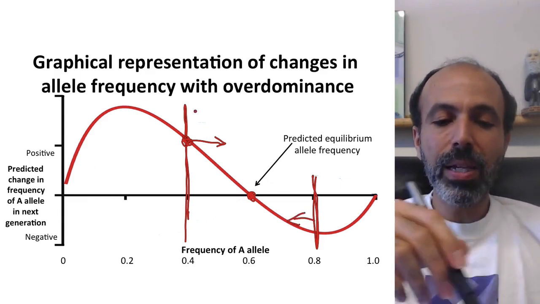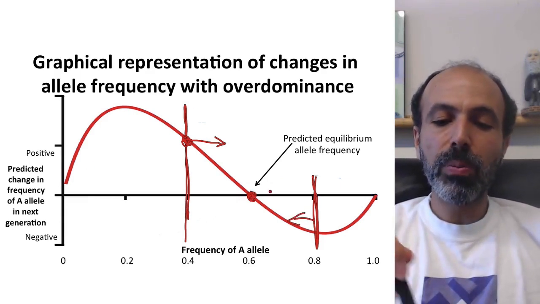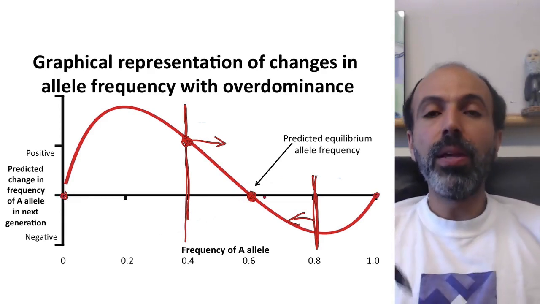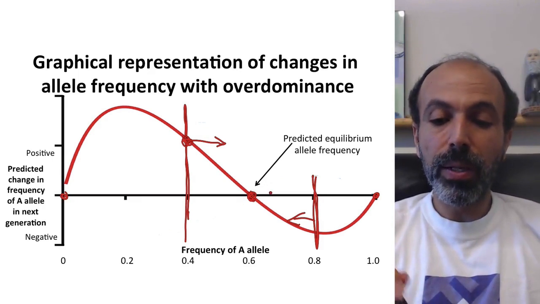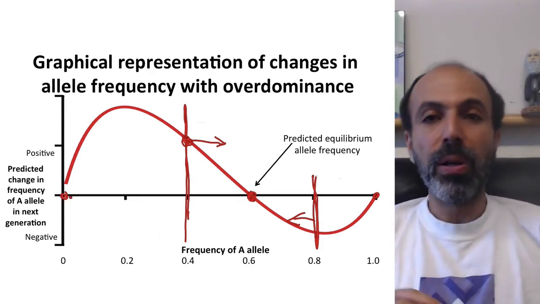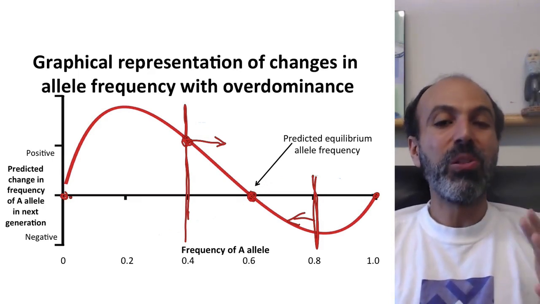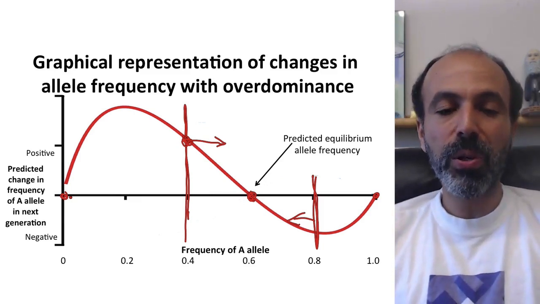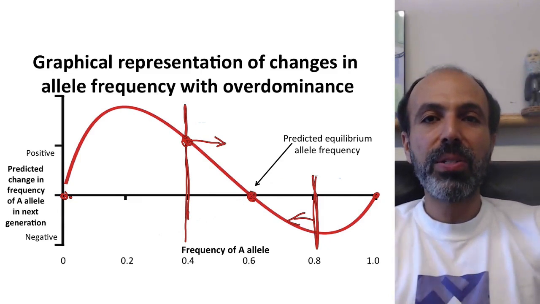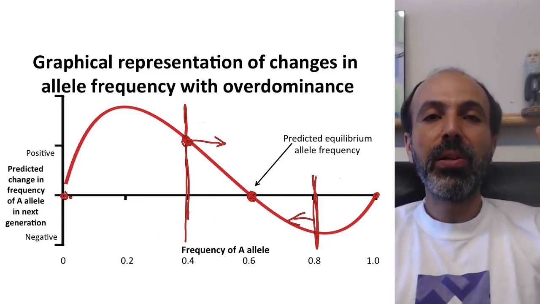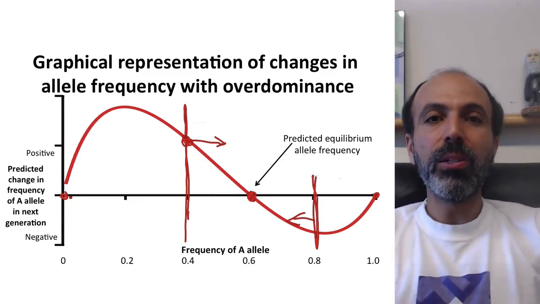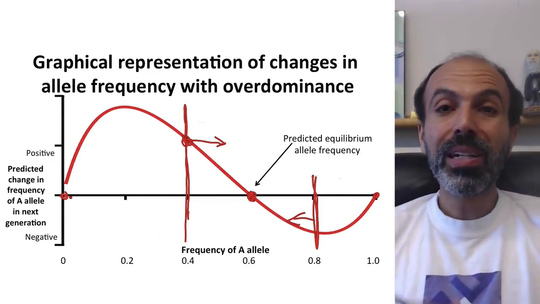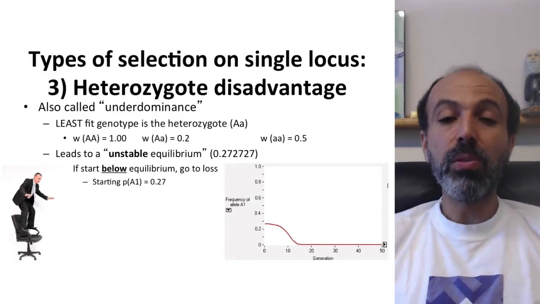So you can see anytime you're anywhere but at the equilibrium frequency or where you have no variation, you will always be drawn to that equilibrium, unless you're at either 1.0 or 0.0 where there's no variation. Again, selection requires variation to act. So this is just a graphical representation of what I told you in words, so don't worry about that. Again, the important thing with heterozygote advantage or overdominance is there is this predictable equilibrium allele frequency that the population will be drawn to.